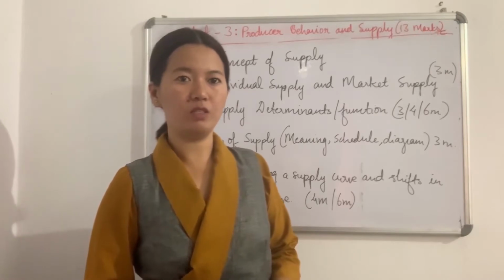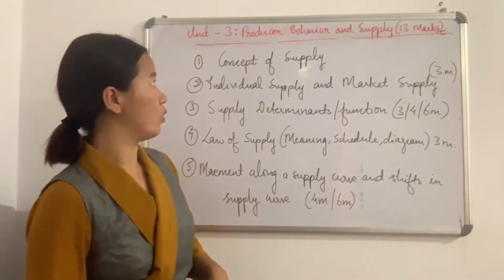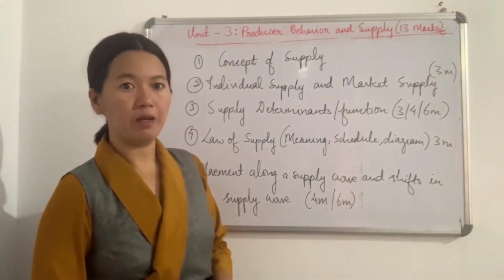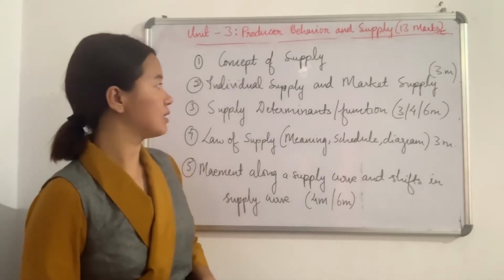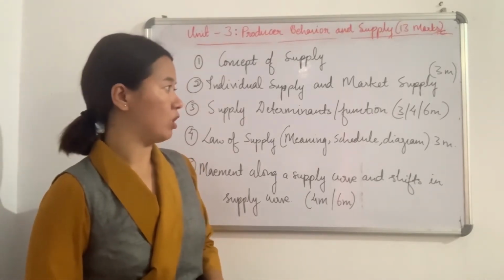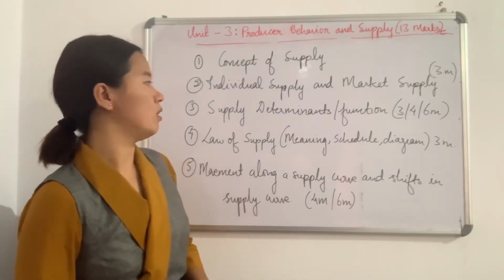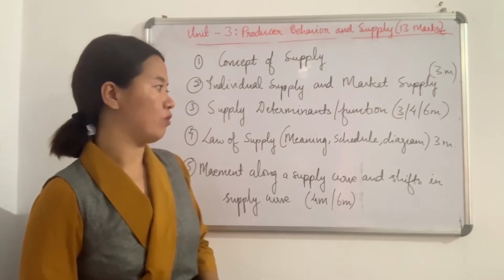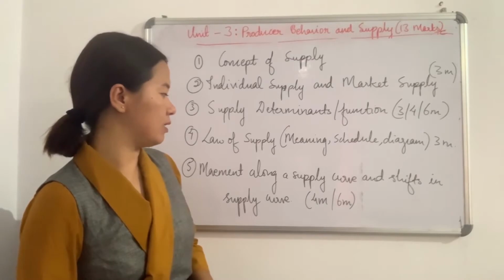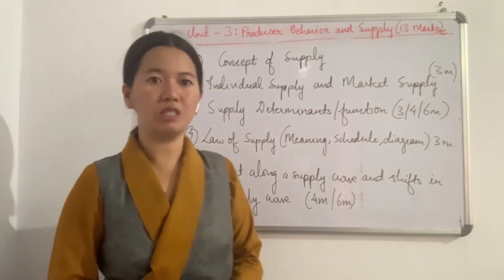The concepts which we are going to learn today in the third part of the third unit are the concept of supply, individual supply and market supply, which comes for 3 or 4 marks, and supply determinants or supply function, which comes for 3, 4 or 6 marks, and then the law of supply, which is for 3 marks, and then the difference between movement along a supply curve and shift in supply curve, which is of 4 marks or 6 marks.